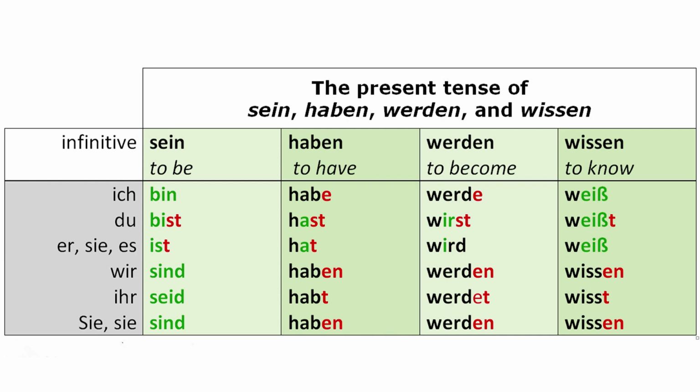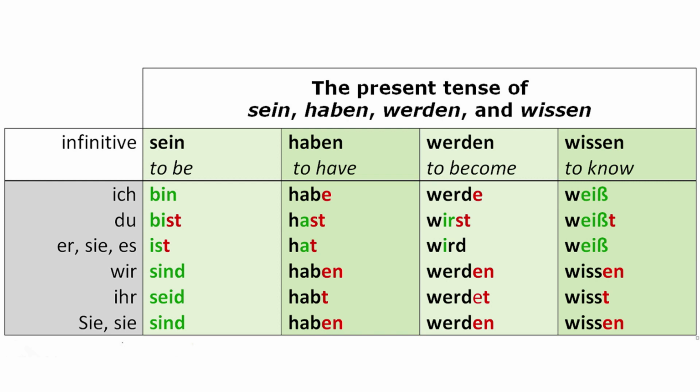So guys, we have three "you" here. The first one is du, the second one is ihr, and the third one is Sie. What's the difference? Du is informal singular. Ihr is informal plural. Sie is formal, singular and plural.